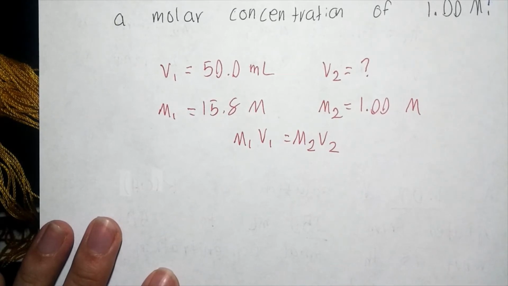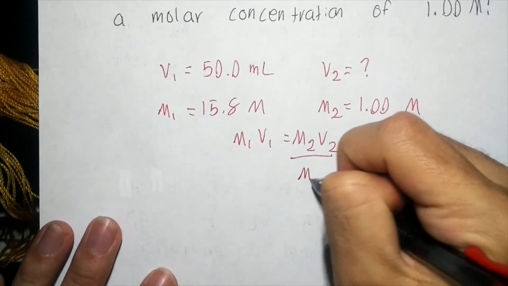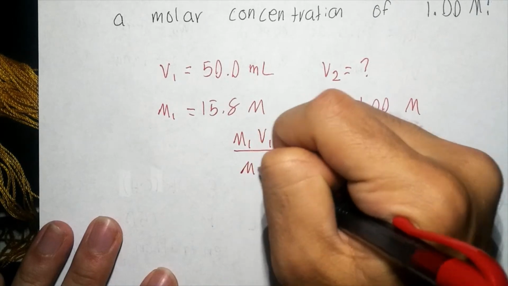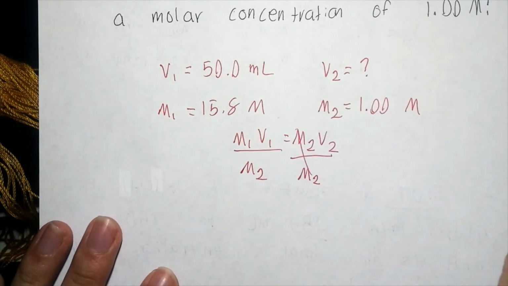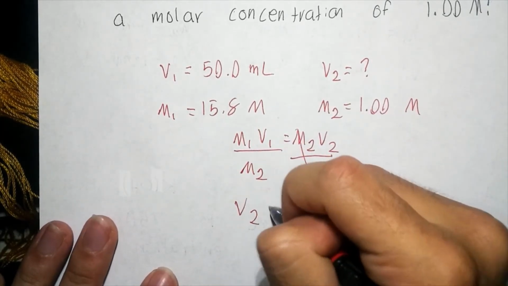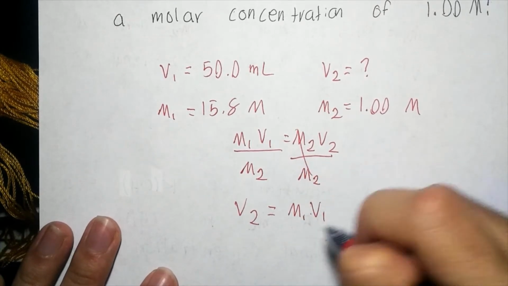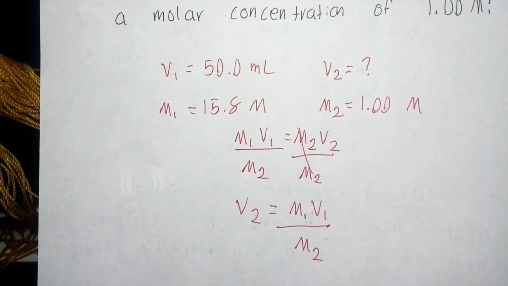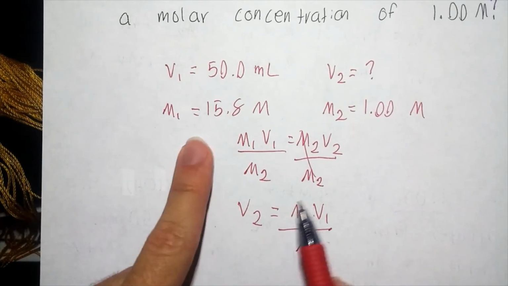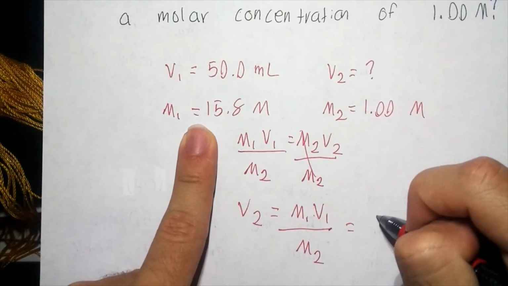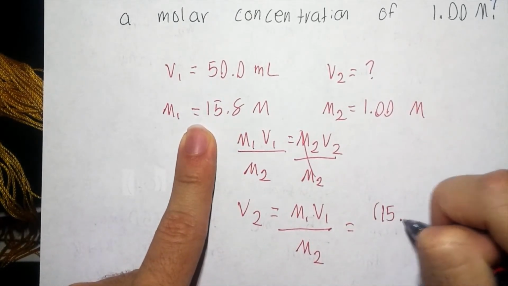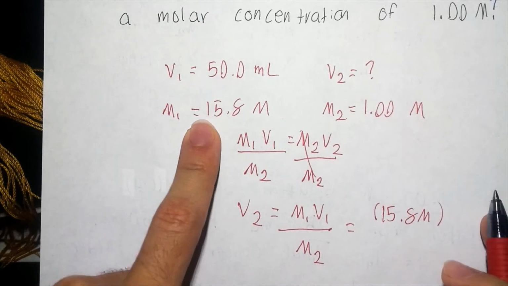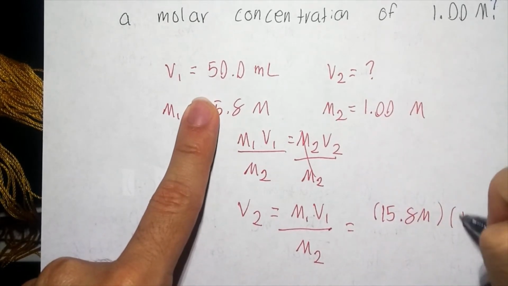So we're going to get V2 by itself. So divide both sides by M2. And so you should end up with a formula that looks like this. V2 is equal to M1 V1 over M2. Awesome. Cool. All I got to do now is just plug in my values. M1, remember, is 15.8 molar. V1 is 50 milliliters.